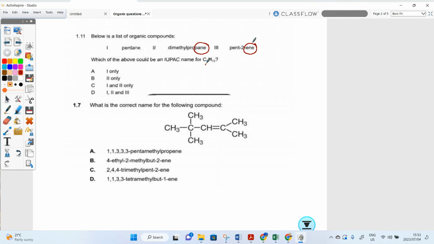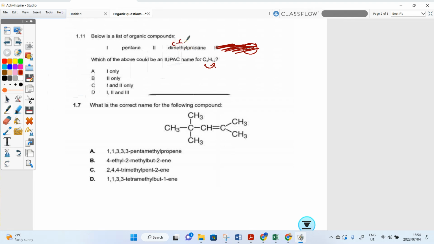Matthew, is it 2n or is it 2n+2? It's 2n+2. So which one are we throwing out? Number 3. Can't be that one. So again, we've got a 50-50 choice, but now we need to make sure it's got 5 carbons. Does pentane have 5 carbons? Yes.